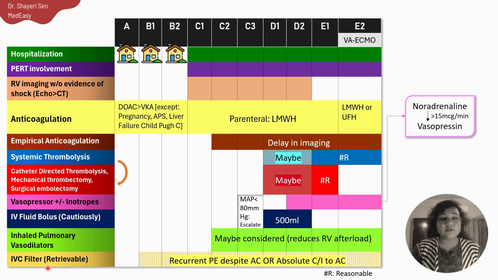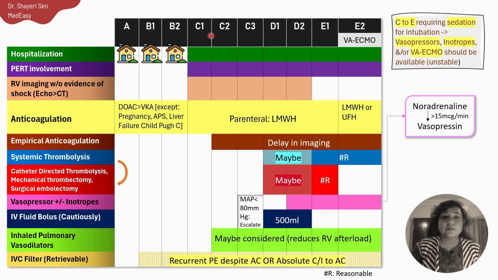What about IVC filters? We are only going to use retrievable IVC filters, and we might use them in very specific cases from B1 onwards. That is, if the patient has a recurrent pulmonary embolism despite anticoagulant therapy, or if there is any absolute contraindication to anticoagulation. Only in these selected cases, we might use retrievable IVC filters from B1 onwards.